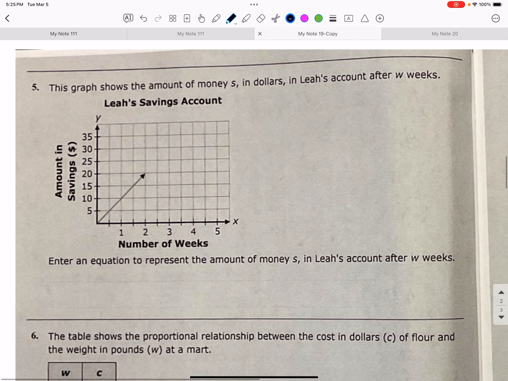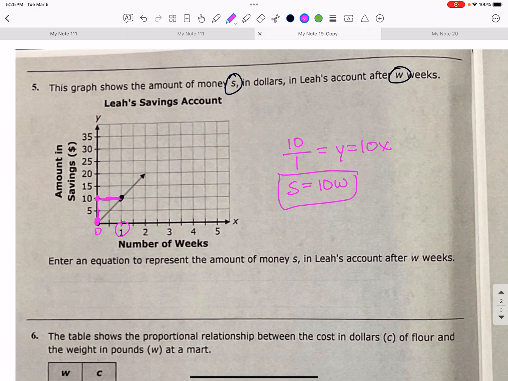All right, number 5. S and W, instead of X and Y. I'm going to use that one. This one goes up 10. If I start here and go from there to there, I'm actually going 2 boxes, but they're worth 10, 0 to 10. So up 10 over from 0 to 1. So I'm going up 10 over 1. Y equals 10x, but they want S and W. So it's s equals 10w. Okay, whatever.